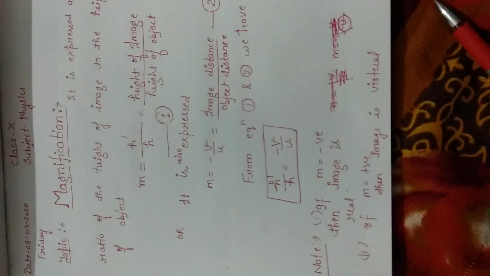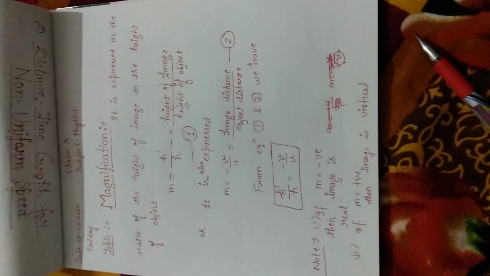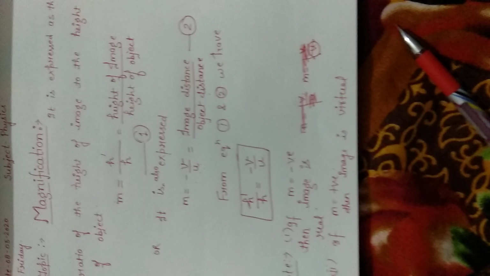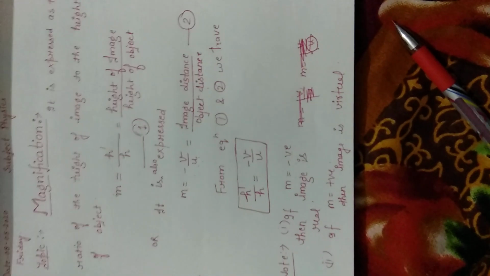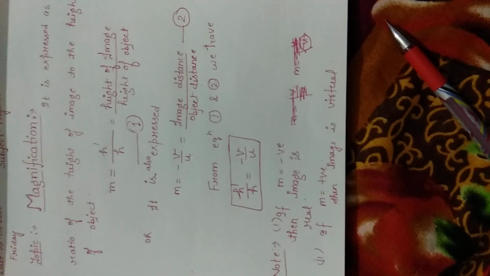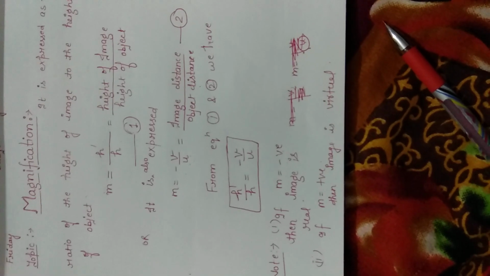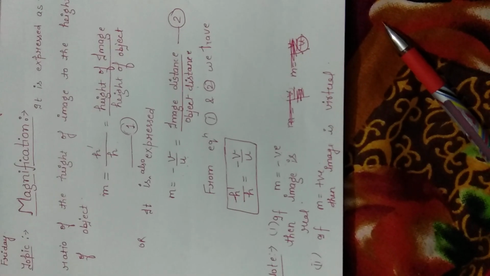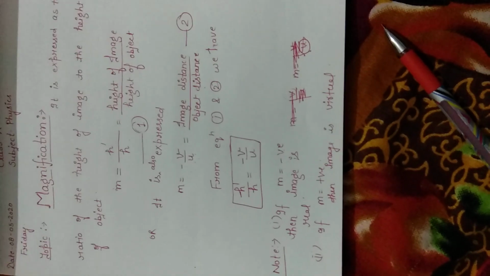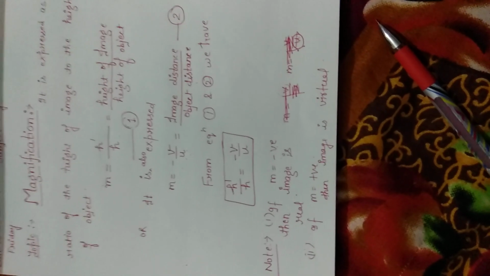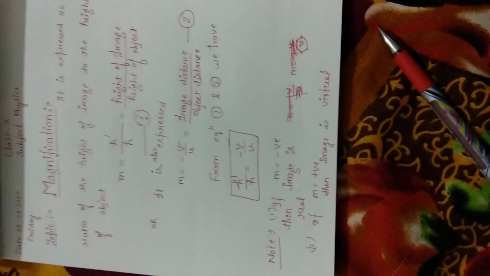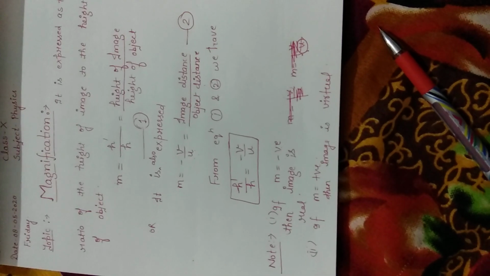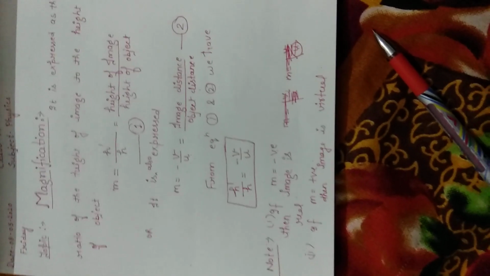This is all about the topic magnification. These are the two simple key concepts, that magnification is equals to height of image to the height of object, and m is equals to minus v upon u. When you compare both these two equations, you will get h dash upon h is equals to minus v upon u. And then further we have discussed the negative and positive sign of the magnification. This is all about magnification today, and this was the last topic of the chapter, reflection of light.